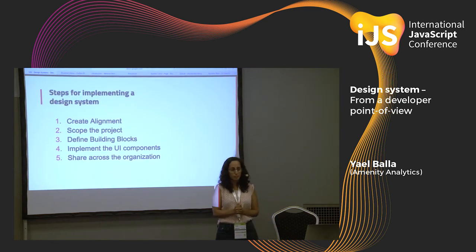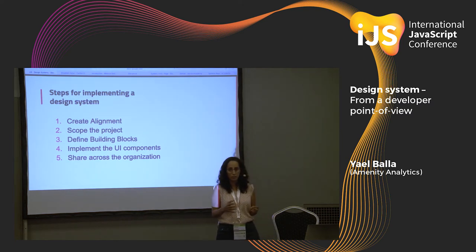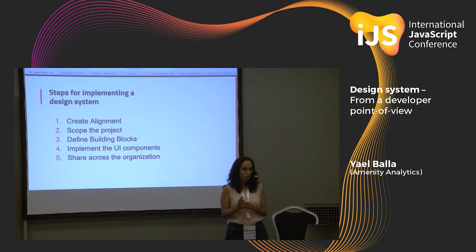So what are the steps for implementing a design system? The first step will be to create alignment, because a design system, as you saw, is not just for the developers, it's alignment in the organization. You also need to scope the project, because a design system is a product and it's used with other products inside the company. And there is the actual work of defining the design tokens and the UI components. And I think the most important thing is how you share it and how you make it available for everyone in the organization.